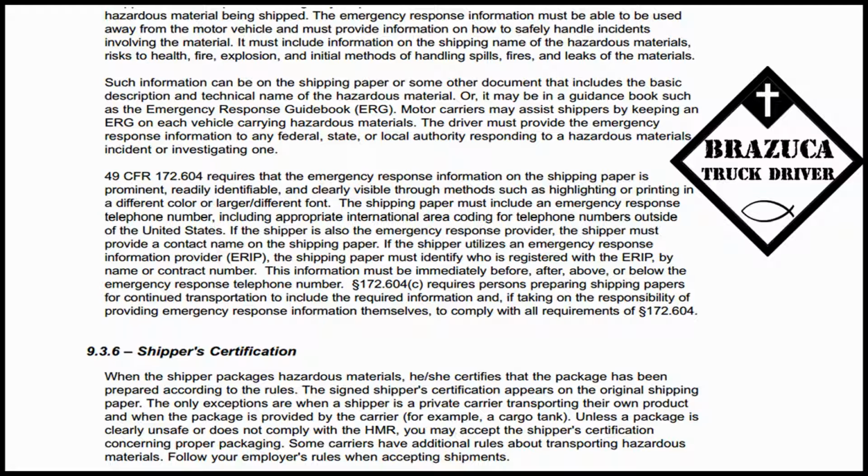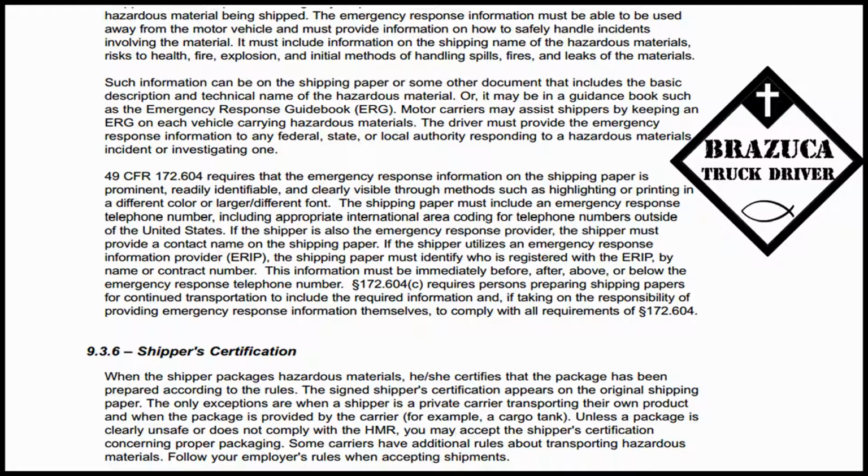the United States. If the shipper is also the emergency response provider, the shipper must provide a contact name on the shipping paper. If the shipper utilizes an emergency response information provider, ERIP, the shipping paper must identify who is registered with the ERIP by name or contract number. This information must be immediately before, after, above, or below the emergency response telephone number.